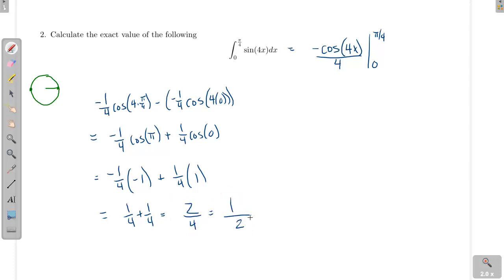So again, just making sure you can take a basic trig antiderivative, and then you remember how to use the fundamental theorem to figure out the final answer.